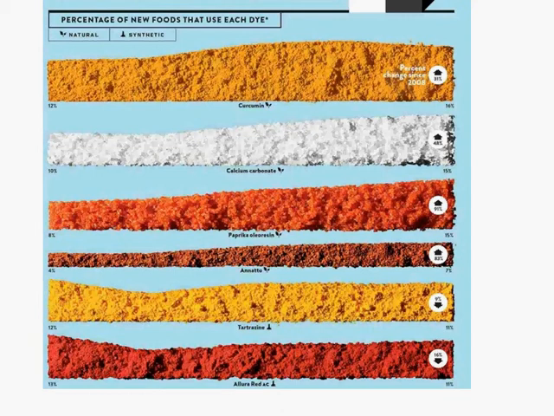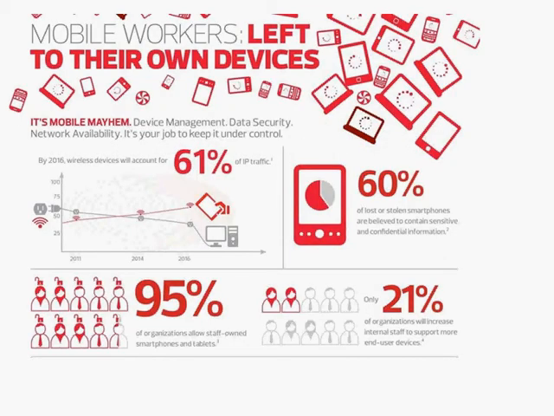As another example of the way Wired magazine makes data interesting to look at, we have a time series graph here comparing two different variables.